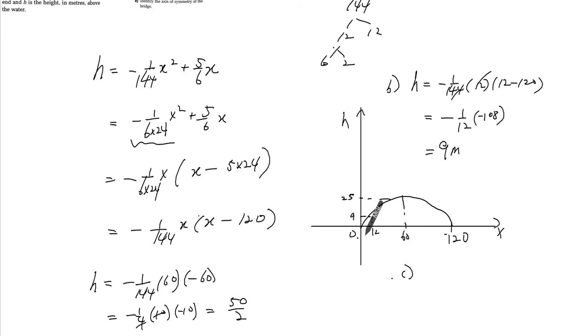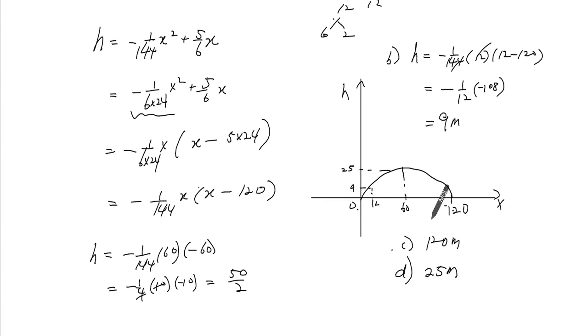We determine that by the two roots, 0 and 120, so it's 120 meters. D, what is the maximum height? That happens at 60, which I already found to be 25 meters. Identify the axis of symmetry. That's when x is equal to 60, right? It's symmetrical about this vertical line right here.